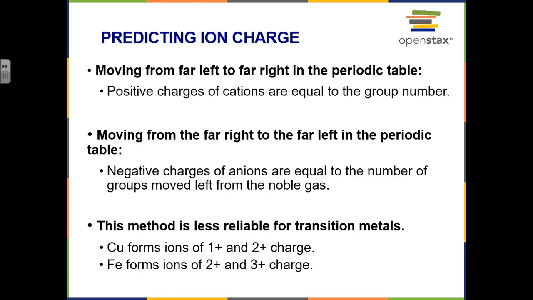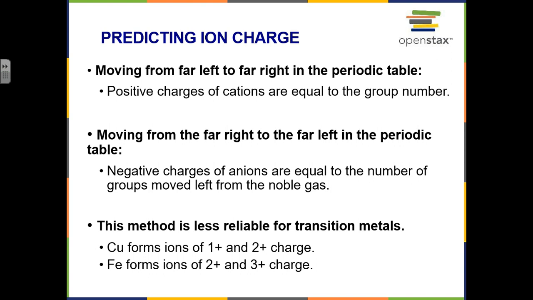Now, moving from left to right on the periodic table, the positive charges of cations are equal to the group number. Moving from far right to the far left in the periodic table, the negative charge of anions are equal to the number of groups moved left from the noble gases. So that's how we got those trends.